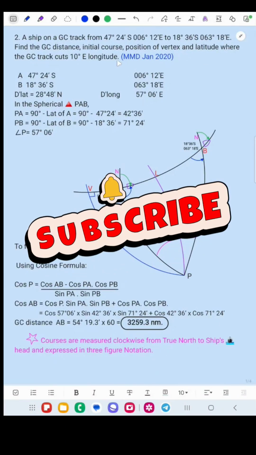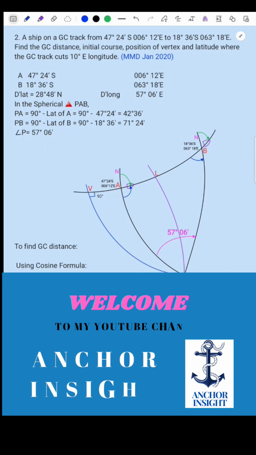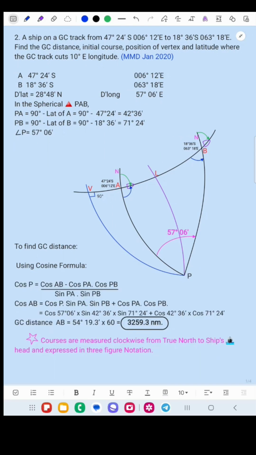Hello everyone. Today I will be talking about a question based on Great Circle course. This came in the month of January 2020. Ship made phase 1 navigation.